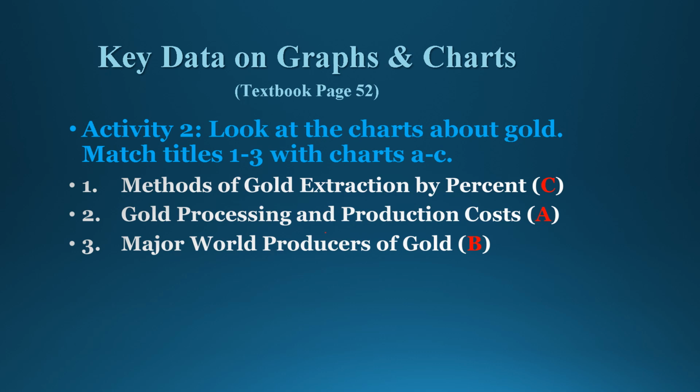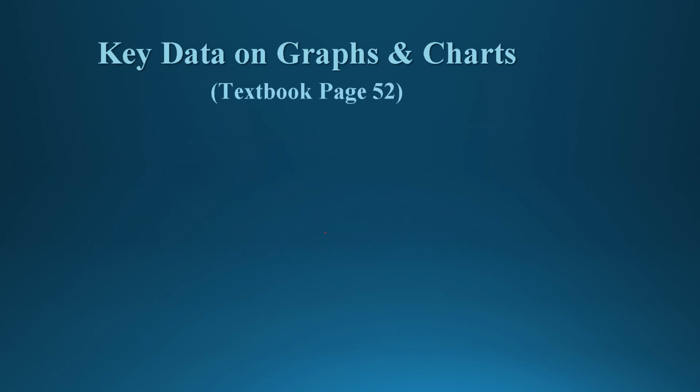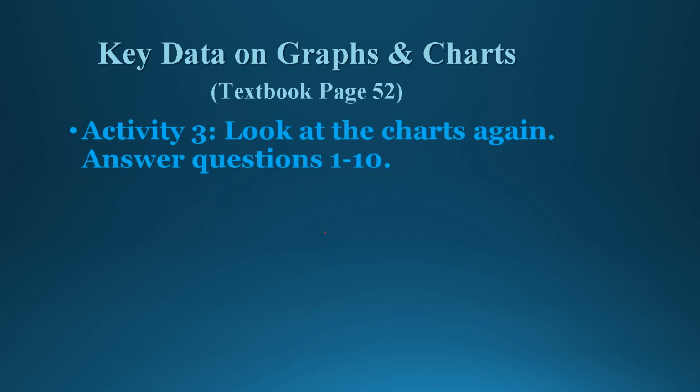Okay, now let's go on. Same page, textbook, page 52. Look at activity 3. Again, look at the charts, the 3 charts, A, B, and C. We're going to answer the questions in the textbook. We'll give you the A questions and then give you the answers. Here are the questions from the textbook.